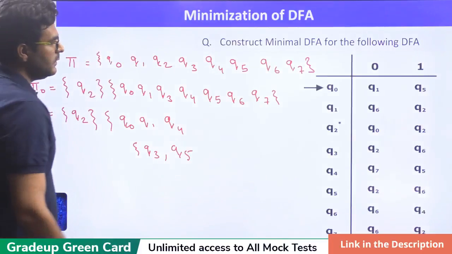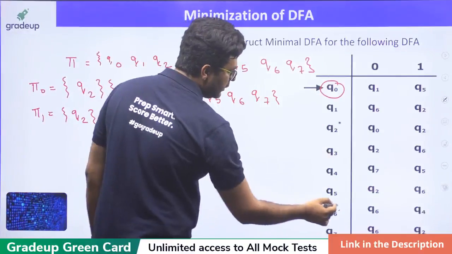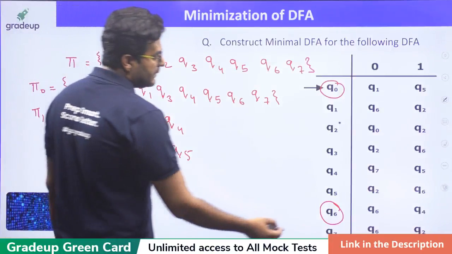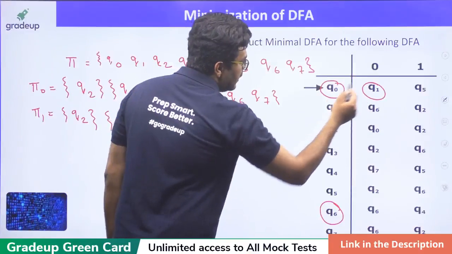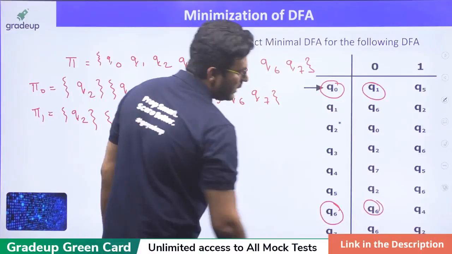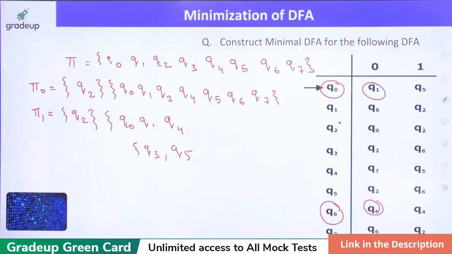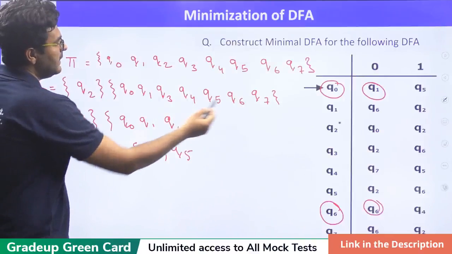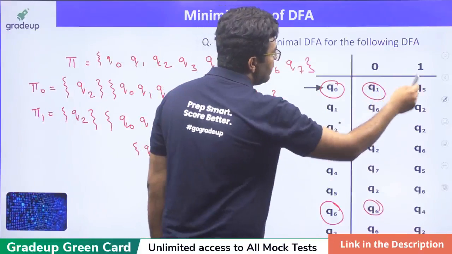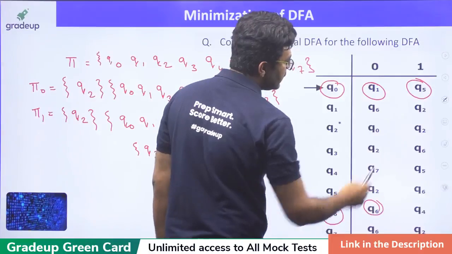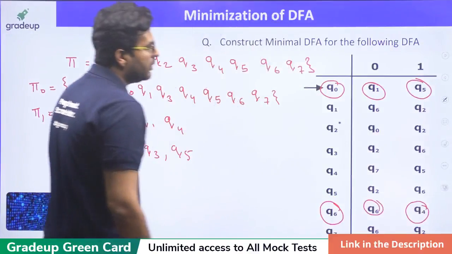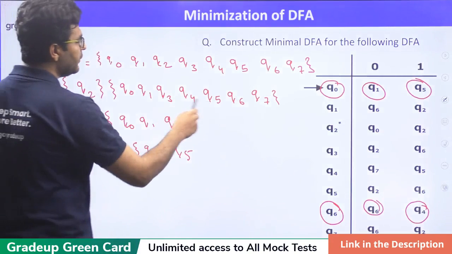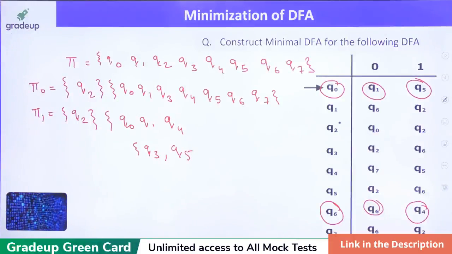Now again check Q0 with Q6. As we have completed up to Q5, the next turn is of the Q6 state. So Q0 will reduce to Q1 and Q6 will reduce to Q6 only. Check whether Q1 and Q6 are in the same set. Yes, they are in the same set. Now check Q0 on 1, it gives Q5. Q6 on 1 gives Q4. Now check that Q5 and Q4 are in the same set. Yes, it's clearly visible, they are in the same set.